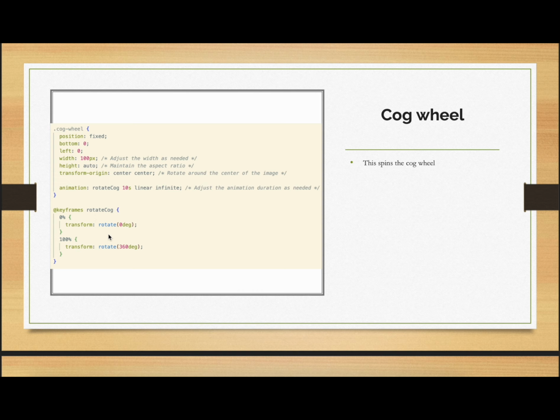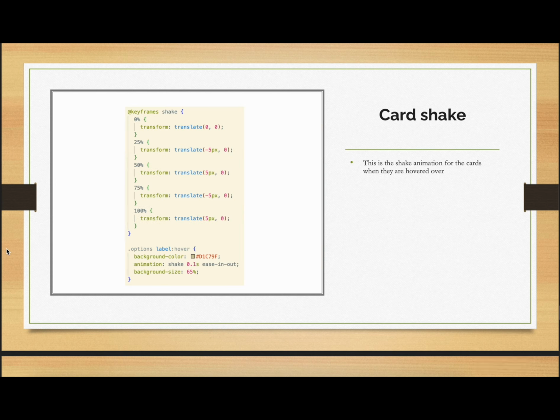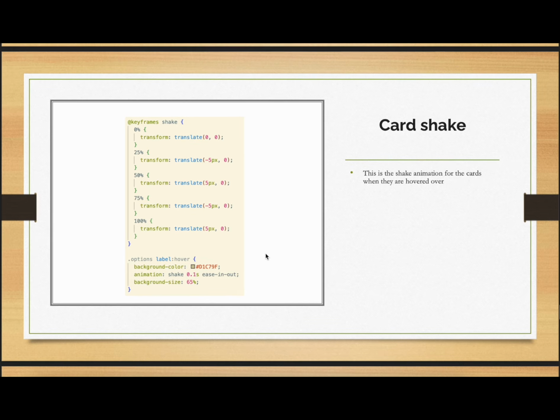And here, super simple, we just started at 0 degrees and then rotated it one full circle. The card shake too was a bit more complicated animation, but we basically had to move it back and forth at different keyframes. Whenever someone hovers over the label, this is the animation that'll play, and we use ease-in-out to make the animation progress and look a little smoother.